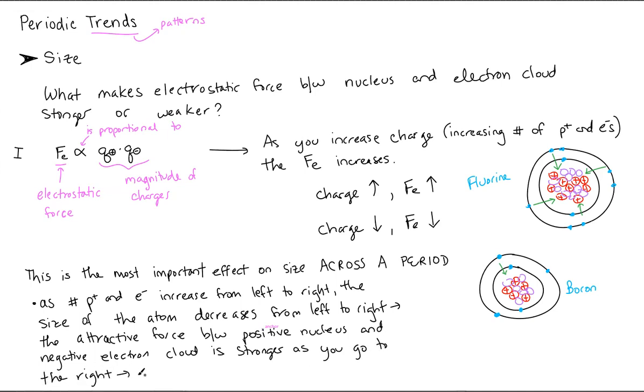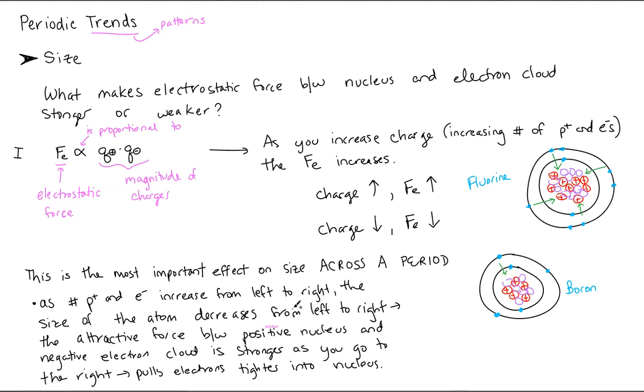Right? It pulls electrons tighter into the nucleus. All right, it pulls the electrons tighter into the nucleus. So that's what you need to know about the size across a period, going from left to right.